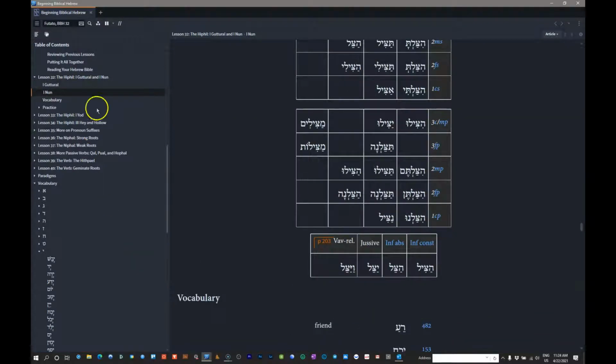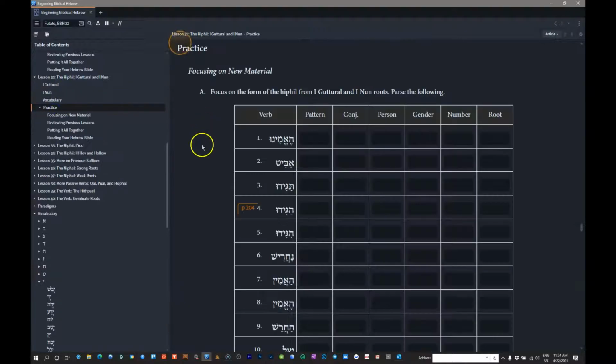Let's take a look at 32. Here we're dealing with one noons and one gutturals in the Hiphil. There we go. All right, so same thing. I'm just going to point out to you the Hiphil signs that you should see as we go down these. You'll be able to figure out the conjugation, well, at least the person, gender, and number of each of these the same way you normally would. So I'm just going to focus on the Hiphil aspects.